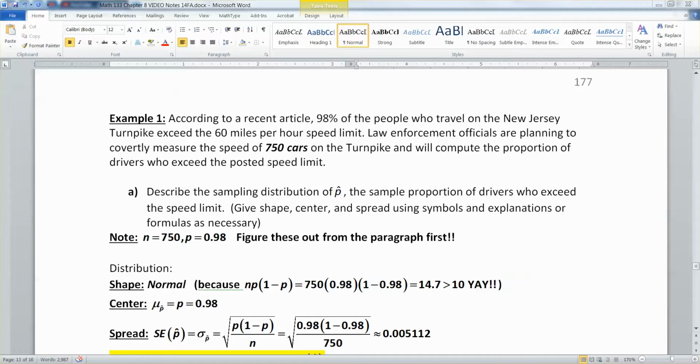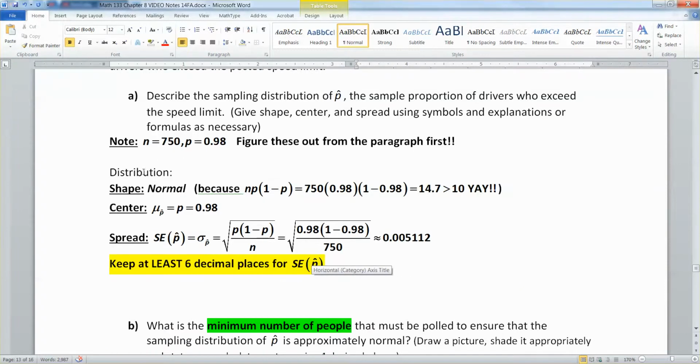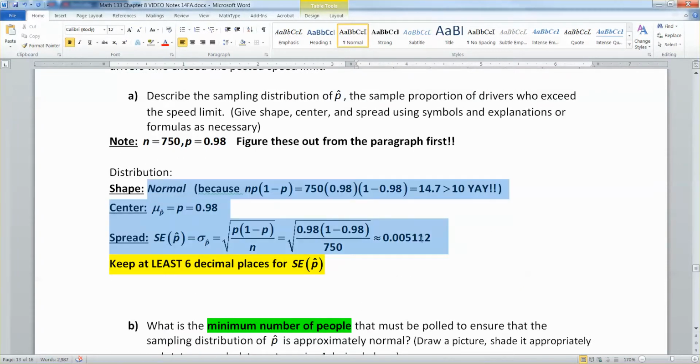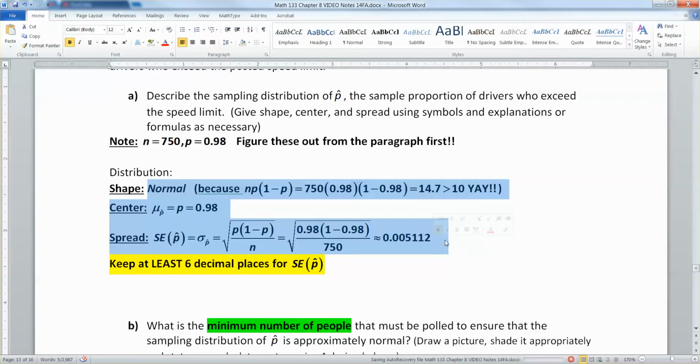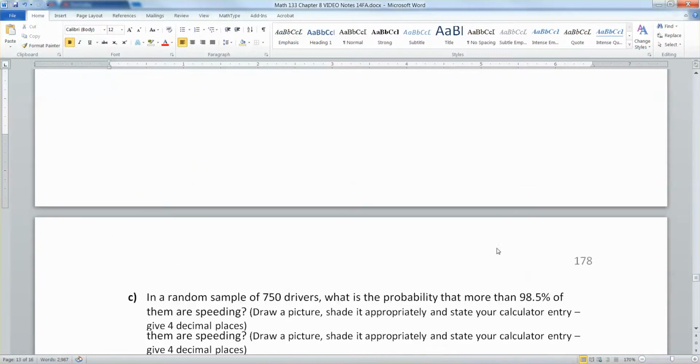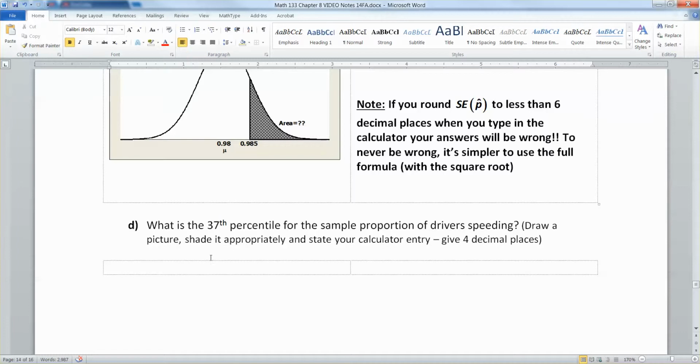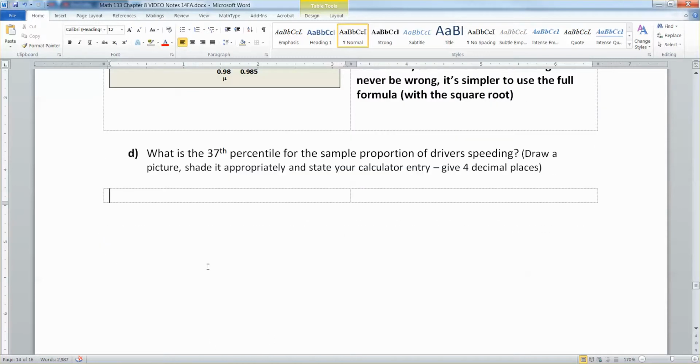And remember, we determined already that it should be normally distributed with a center of 0.98 and a spread of 0.005112. Okay, so we already found a probability. Now let's find a percentile. What is the 37th percentile for the sample proportion of drivers speeding? We need to make a picture of that. It's going to be on the low side, and I changed this from 87 to 37 in the original notes, so make sure you make it 37.